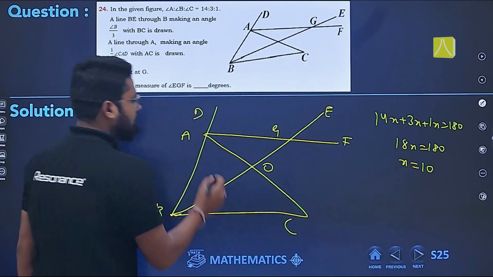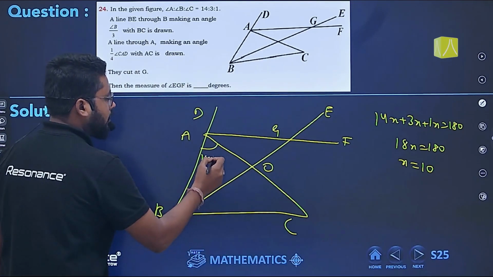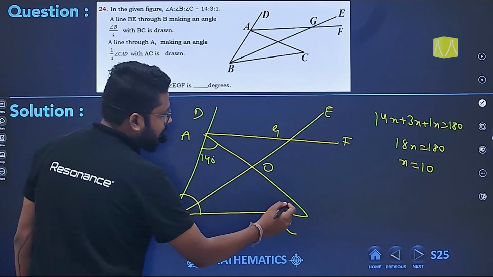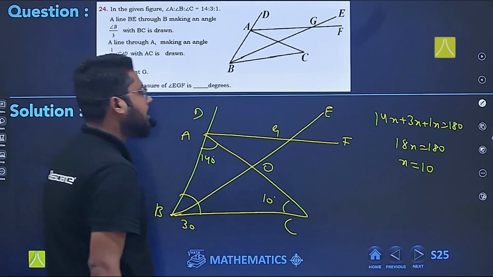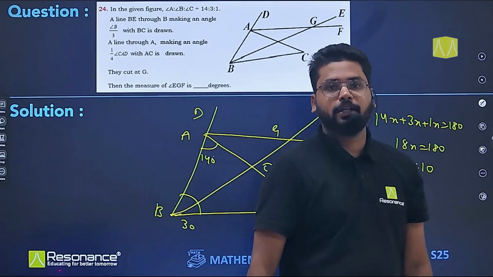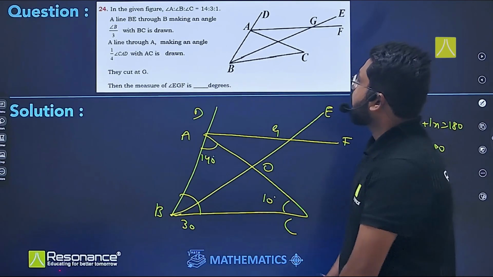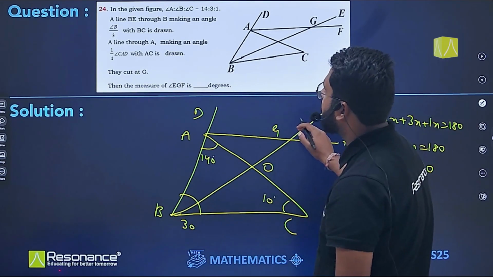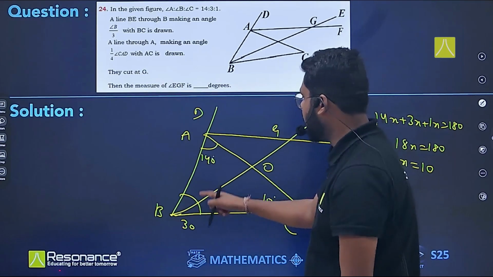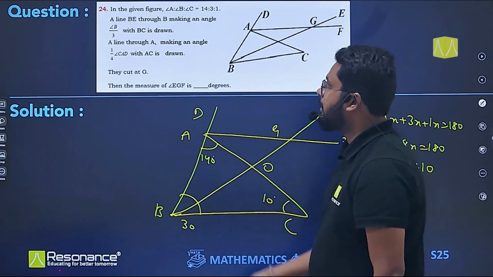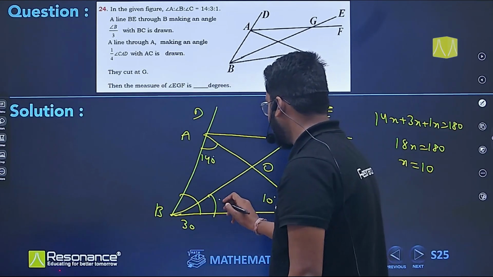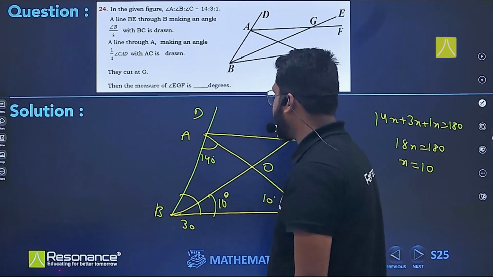This means this is 140 degrees, this is 10 into 3, 30 degrees, and this is 10 degrees. In triangle ABC, 140, 30 and 10, three angles are there. A line BE through B, making an angle B by 3 with BC is drawn. What is B by 3? 30 by 3 is 10. So this is 10 degrees.